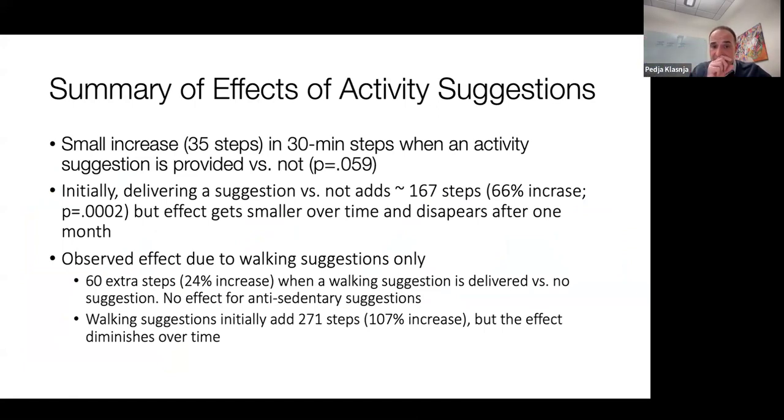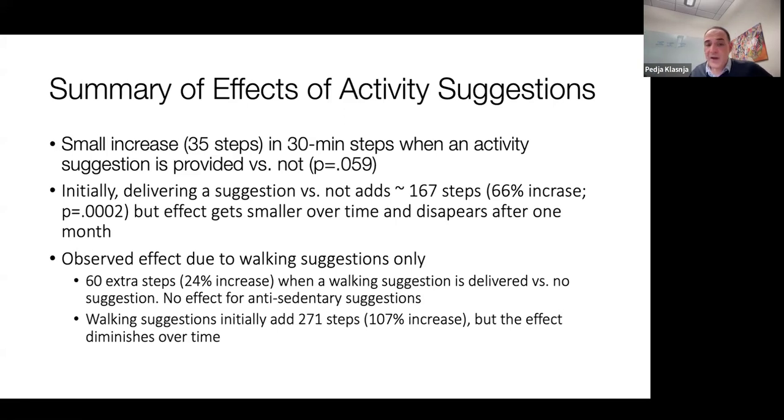What was important about this particular finding is that here too, we actually had a difference between the two types of suggestions. So for walking suggestions, you actually got 60 extra steps, averaging across the whole study, as well as 270 extra steps at the start of the study, but then the effect diminished over time. But we saw no effect in these main effect analyses for the anti-sedentary suggestions. So anti-sedentary suggestions, when we first started looking at this, didn't look like they were doing anything at all.